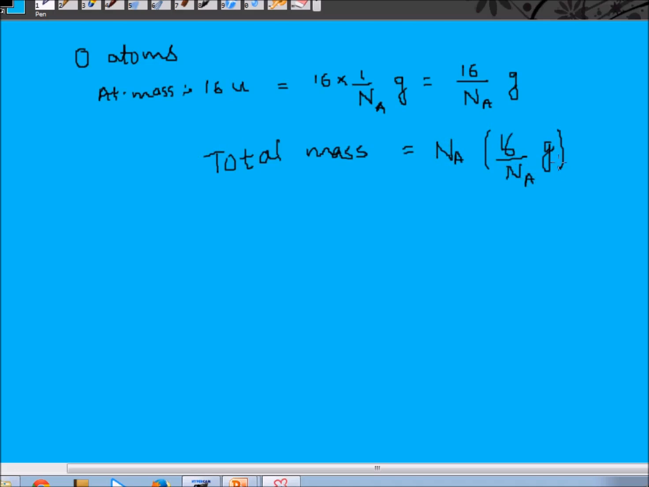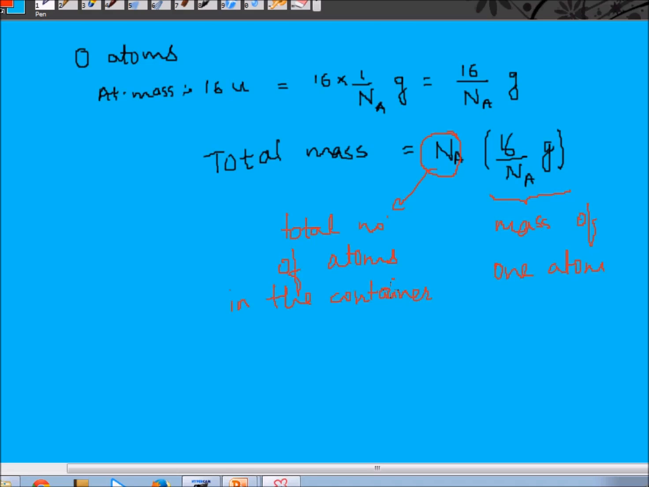Alright, so total mass is nothing but mass of one atom multiplied by total number of atoms in the container. Okay, and since in this case we are calculating gram atomic mass, the total mass in our case refers to gram atomic mass. So the total number of atoms in the container will be equal to 1 gram atom, that is 1 mole of atoms.